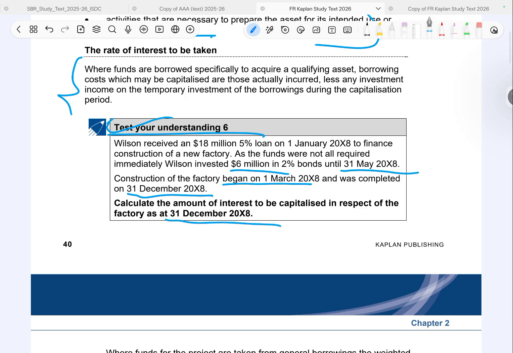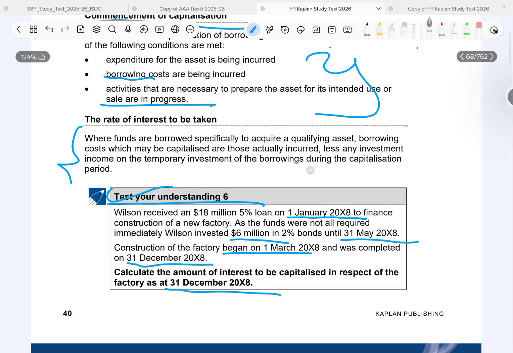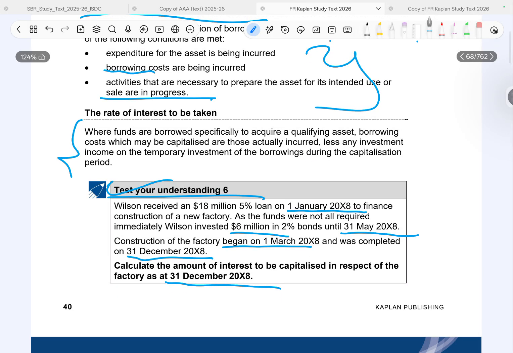So this sum is very simple, it's very easy, and it covers majorly all of the concepts in borrowing cost. So let's solve this sum. Over here I can see we have taken out a loan on 1st January 2018, but we only began contributing towards the construction on 1st March. According to IAS 23, capitalization applies while activities that are necessary to prepare the asset for its intended use or sale are in progress, and over here obviously we're not doing anything to make our asset.